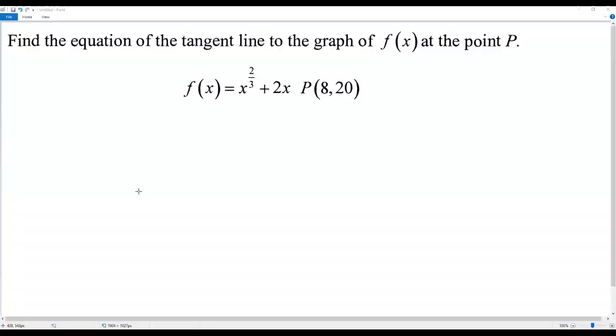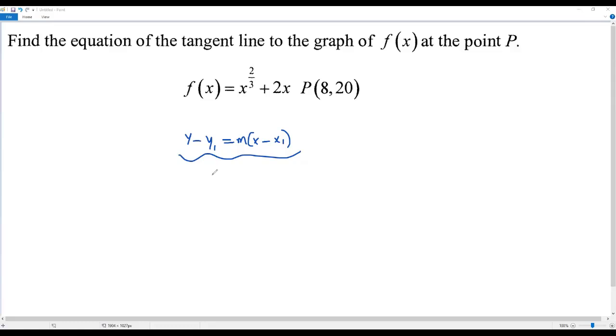Here we have a problem on finding the equation of a tangent line to the graph of f of x at the given point. We can use the point-slope form equation of a line to get the equation of the tangent line for the graph of f of x. So this is the point-slope form equation of a line, and we can use this equation to get the equation of the tangent line.